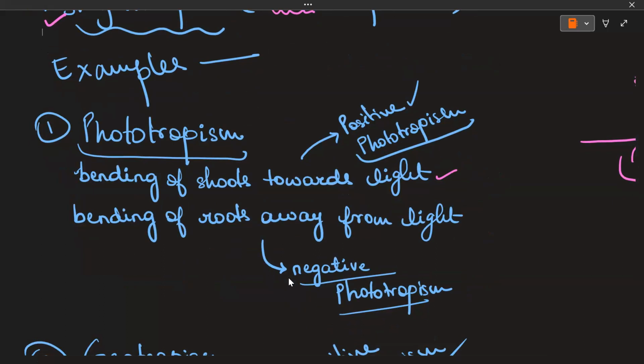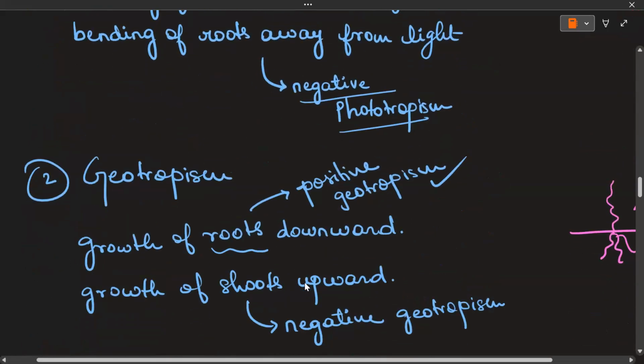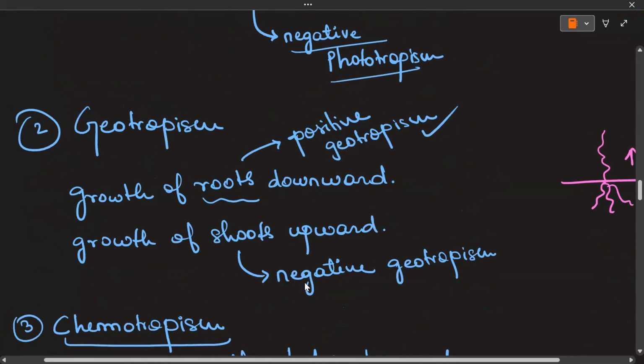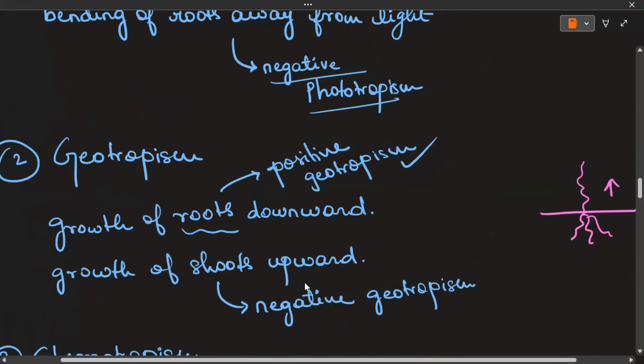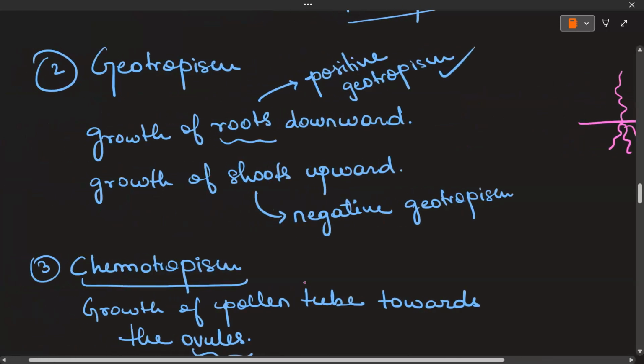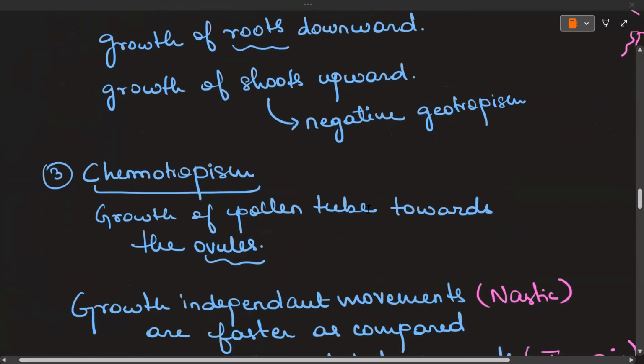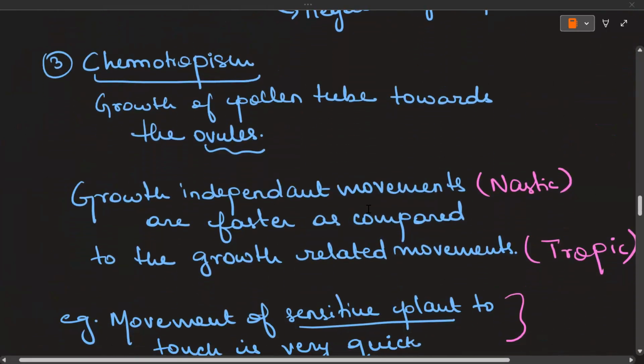Got it? Now, talking about geotropism and its example. The roots grow downwards, below the soil, and gravity acts downward, isn't it? So the roots are positively geotropic and the shoot is negatively geotropic because it grows against gravity. Is it clear? Do you have any confusions? No, ma'am. Okay, good.